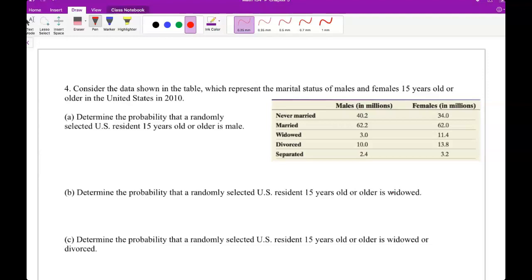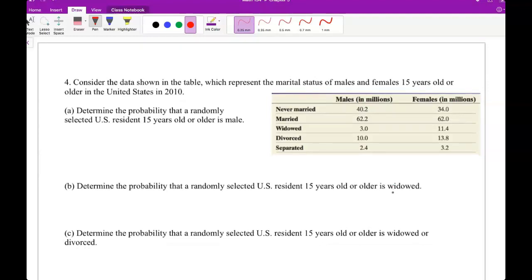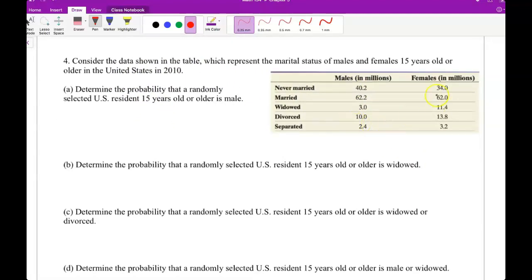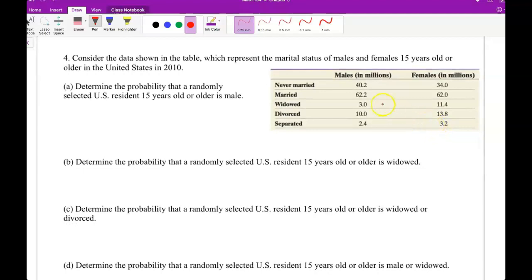Okay, now example number 4. Consider the data in this table. We have this column male and second column females. Determine the probability that a randomly selected U.S. resident 15 years old or older is male. So finding probability of male.